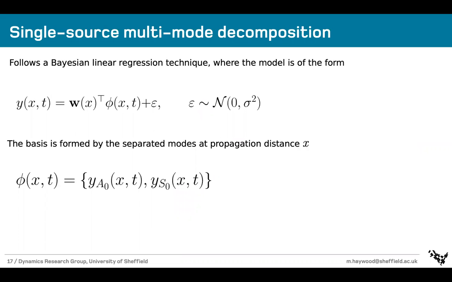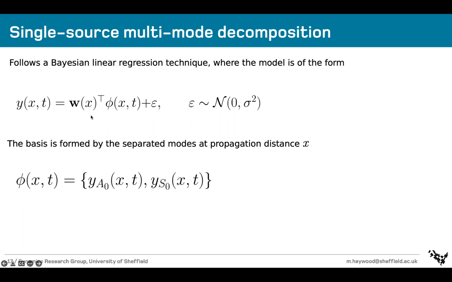So once we've got the reconstructed time signal data of the individual modes, this can then be used to create a dictionary of our individual modes for a propagation distance. In this case, psi of x and t is essentially our signal amplitude at a propagation distance x and a time of t. We form a linear model here with just a Gaussian noise epsilon. The basis is formed on the different modes that you want as well. In this case, we're just looking at the A0 mode and the S0 mode.